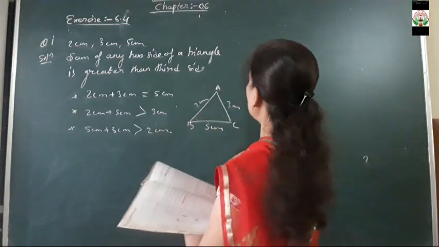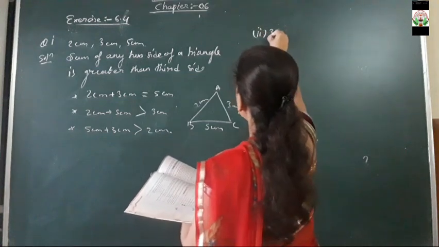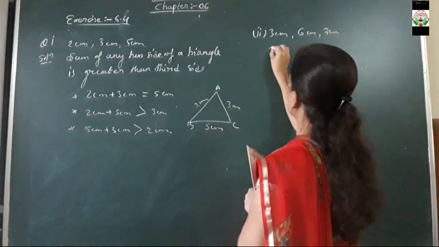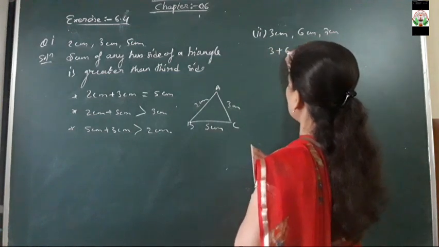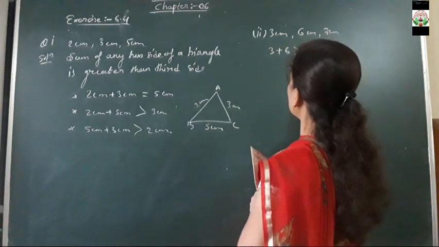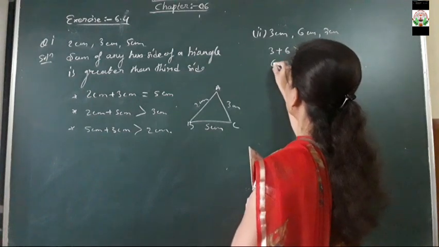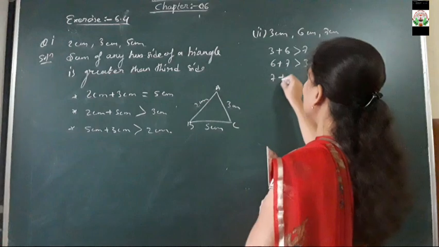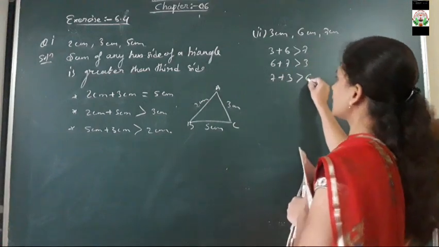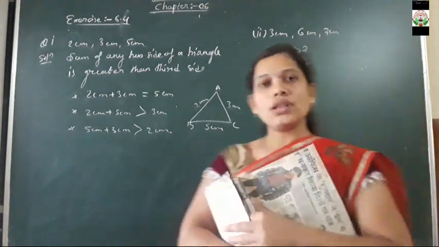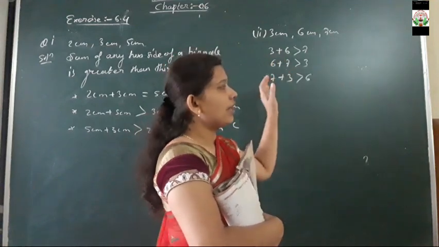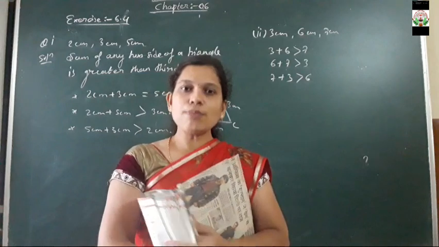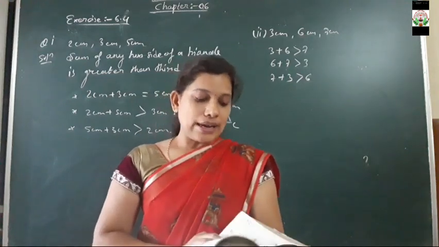Okay. Similarly for the second part we have 3 cm, 6 cm, 7 cm. So 3 plus 6, 9, is greater than 7. Of course it is possible. Then 6 plus 7 is greater than 3. Of course it is possible. 7 plus 3 is greater than 6. Of course possible. That means in all three conditions, if any two sides are added, the sum is greater than the third side. Hence for the second part of the question, the triangle is possible.